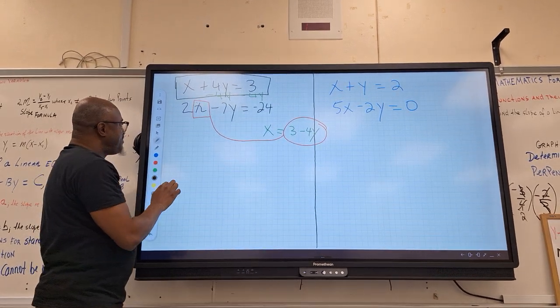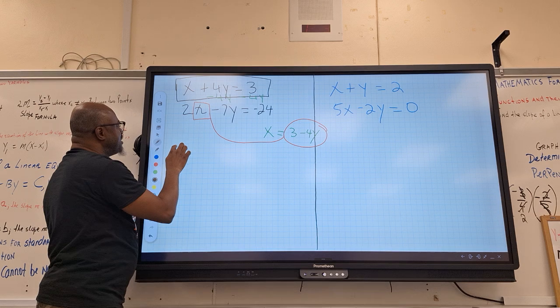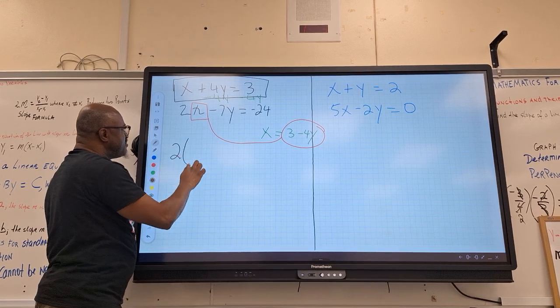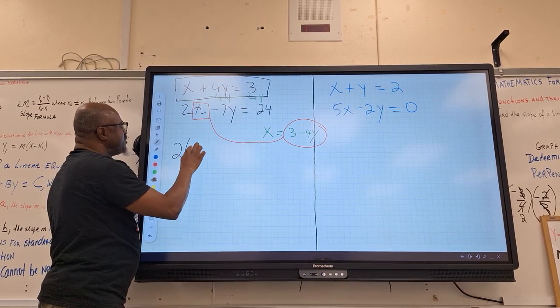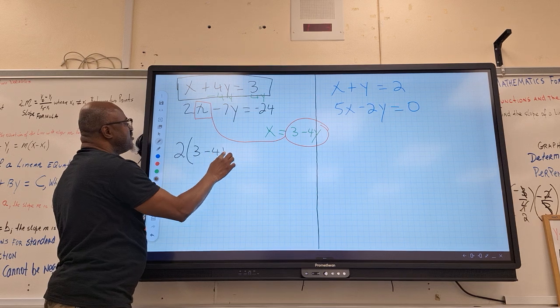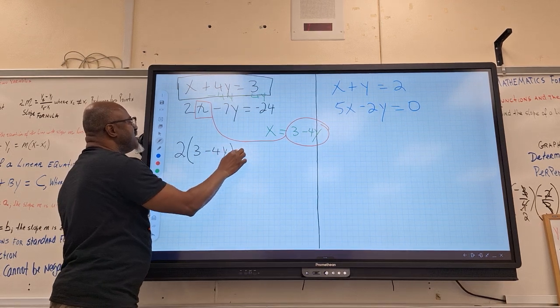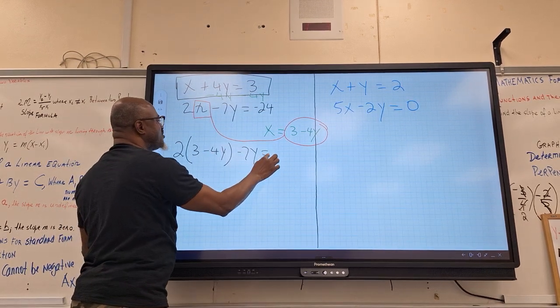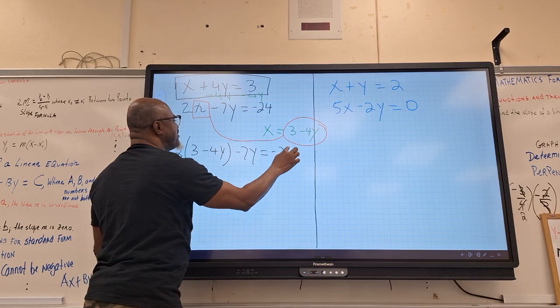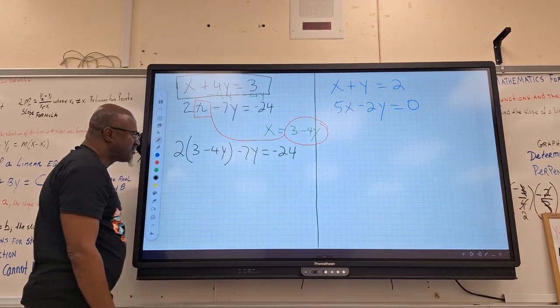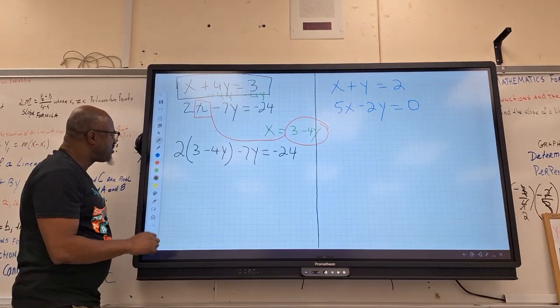Now let's set it up properly. What will you do? There's a 2. You distribute it by 3 minus 4y, minus 7y is equal to 24. Then you should be able to take it home if you know your properties correctly.